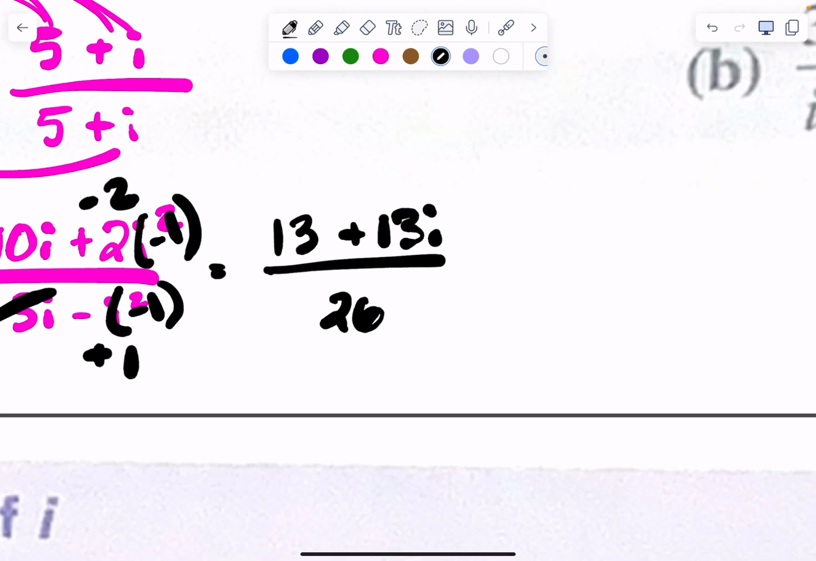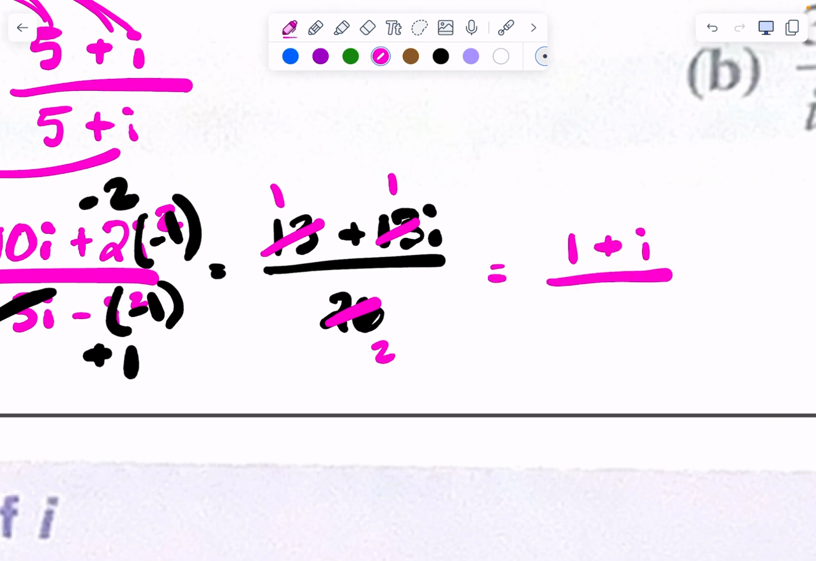Hold up. We can reduce all of them. We can divide everything by 13. 13 divided by 13 is 1. 13 divided by 13 is 1. 26 divided by 13 is 2. So this is 1 plus i over 2.